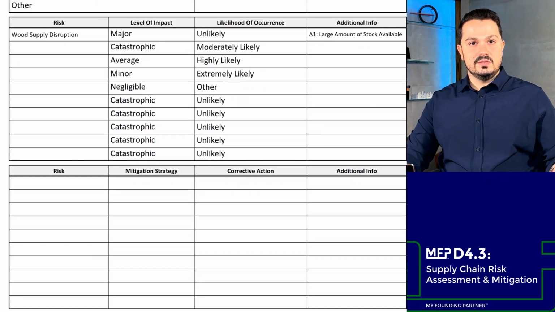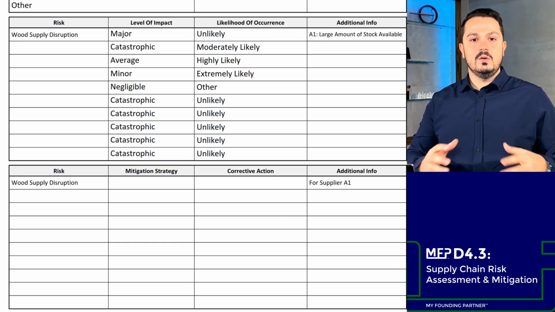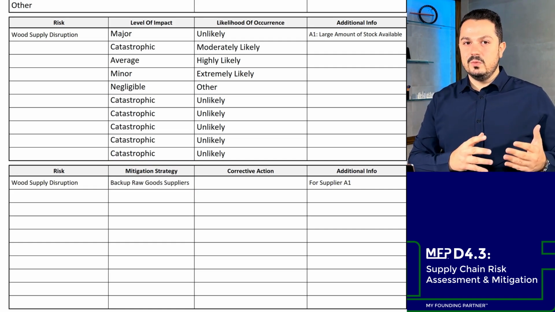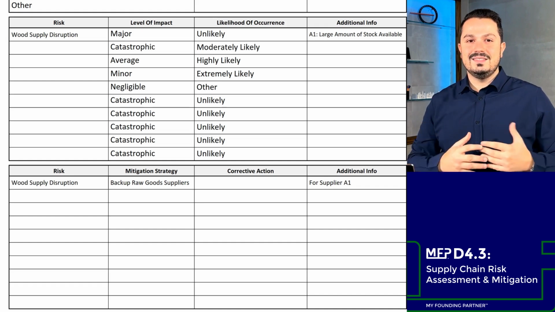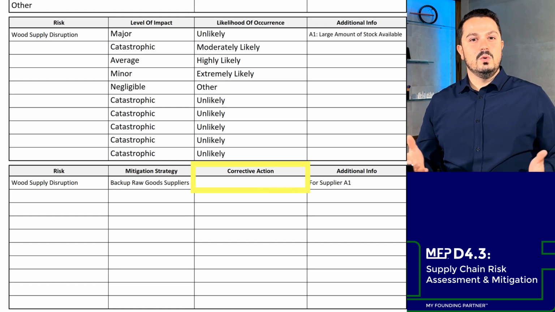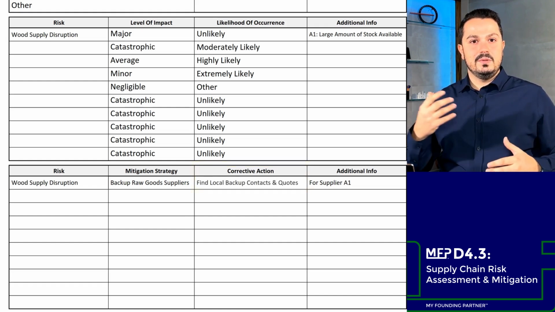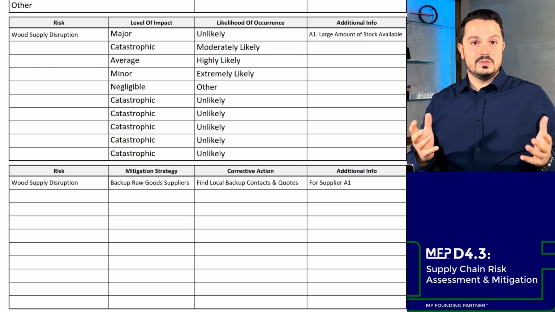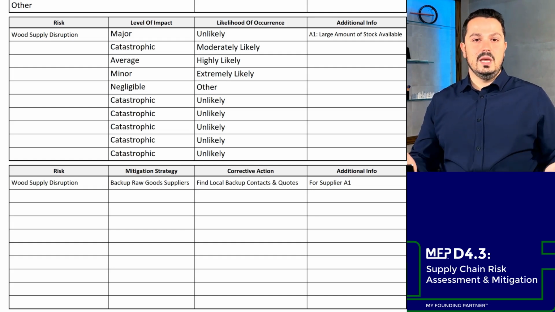So when I look at that risk as a wood supply disruption for supplier A1, I have to try to develop a mitigation strategy. In my case, I would want to look at backup local raw goods suppliers, or even a different type of wood, or even different types of raw materials I could be using to make my product in case something happens in the supply chain. So what would be the corrective action for that mitigation strategy? I would just keep backup contact information, backup quotations for wood supply, and just backup alternatives to substitute that supplier's wood raw materials in case something happens to it.